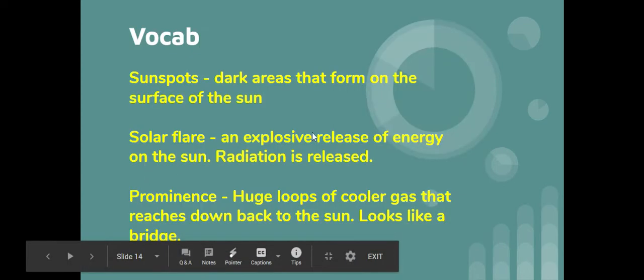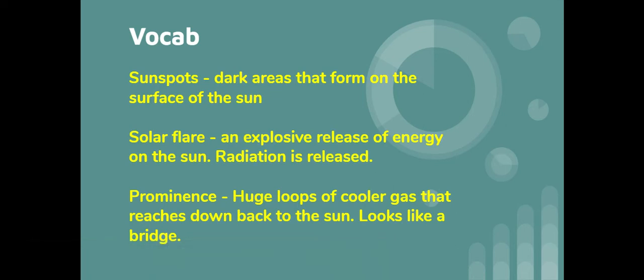So, interesting. Sunspots are dark areas that form on the surface of the sun. A solar flare is an explosive release of energy on the sun. Radiation is released, and prominences are huge loops of cooler gas that reach down back to the sun. Looks like a bridge. So, these are actually things on the surface of the sun that can affect our life here on Earth.